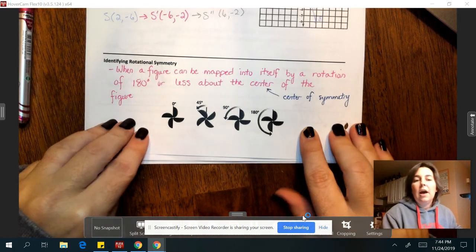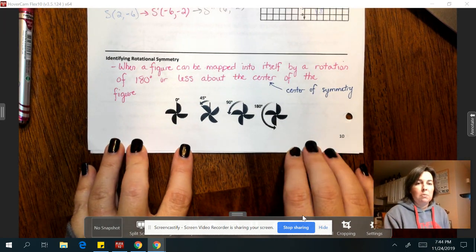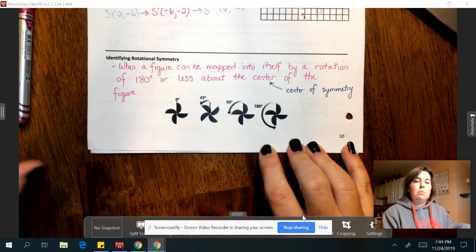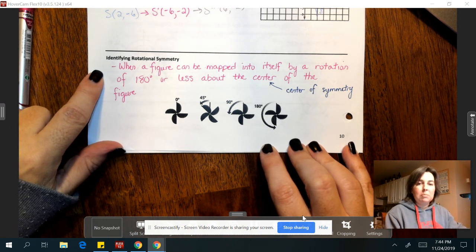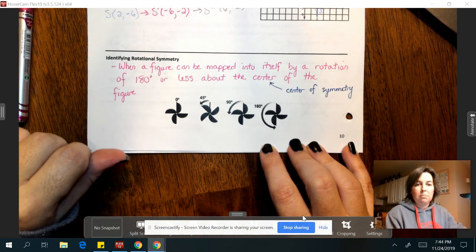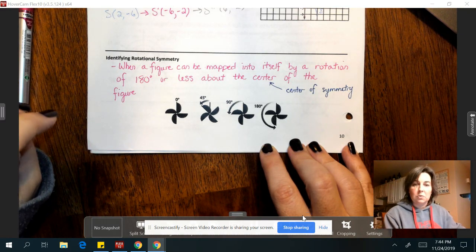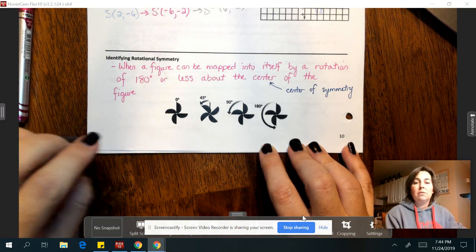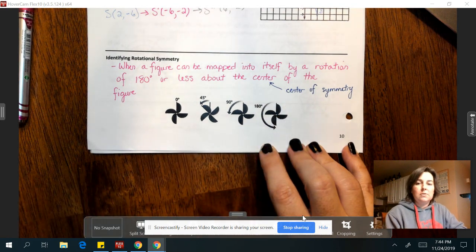Okay, so now back to page 10. Bottom of page 10, we're going to start talking about rotational symmetry. So I wrote what that means up here. It says when a figure can be mapped into itself by a rotation of 180 degrees or less about the center of the figure, and that center is called the center of symmetry.